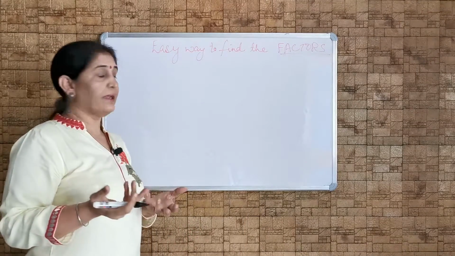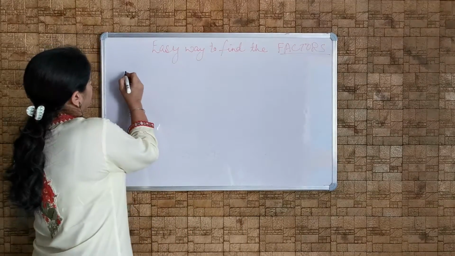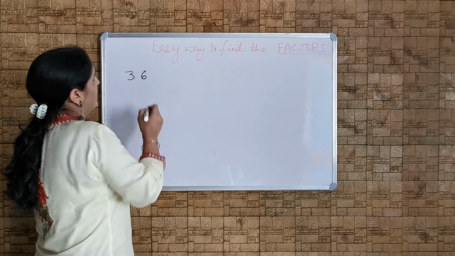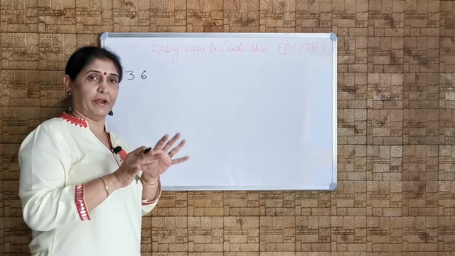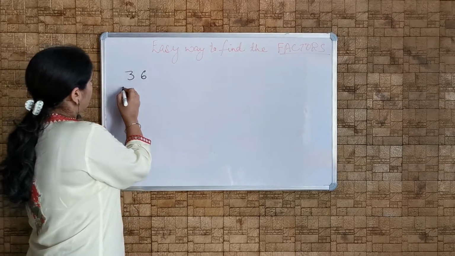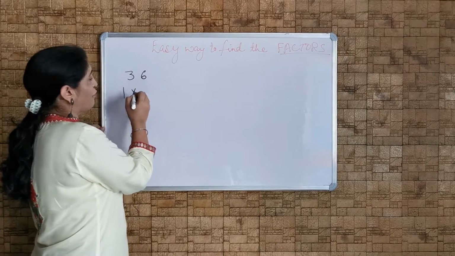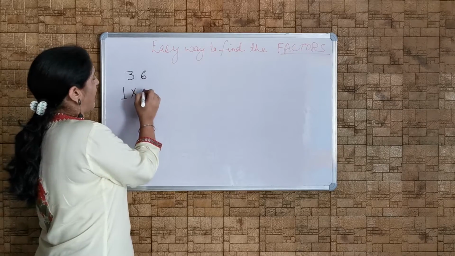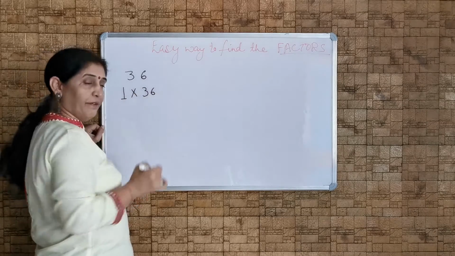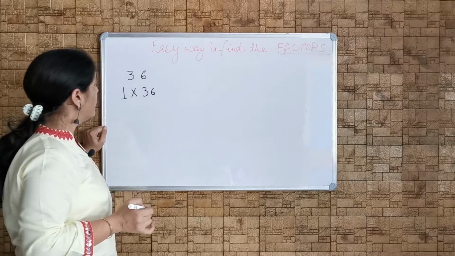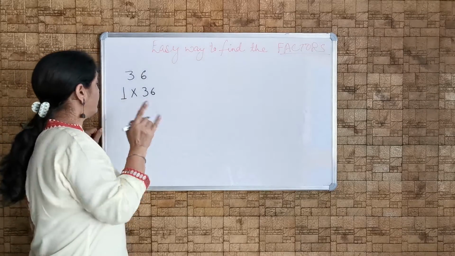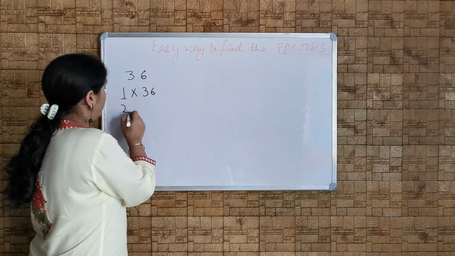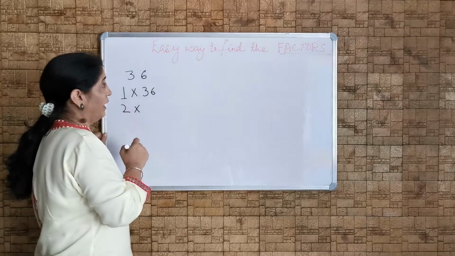Children, let's take the number 36. As everybody knows, 1 is the smallest factor of every number. We make a pair of 1, the smallest factor, and the greatest factor of the given number: 1 into 36. Now this number 36 is an even number, so it will be divisible by 2 as well. So I am writing 2 here.